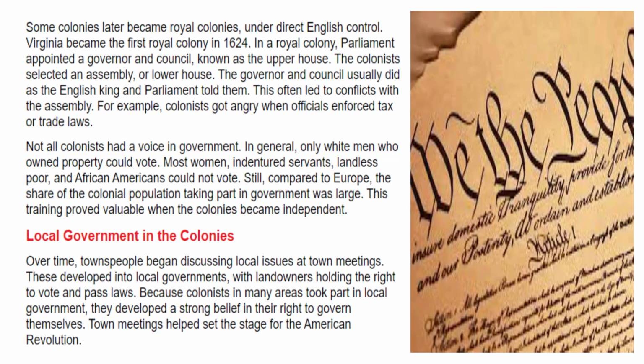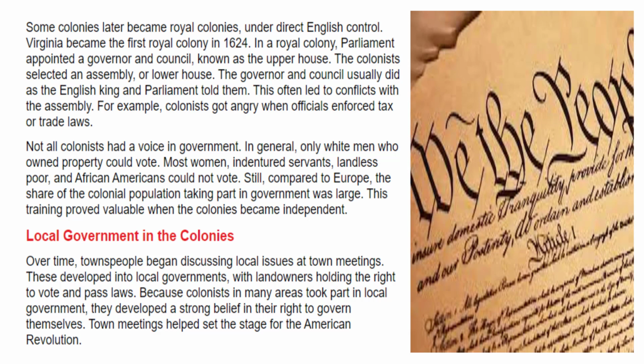Some colonies later became royal colonies under direct English control. Virginia became the first royal colony in 1624. In a royal colony, Parliament appointed a governor and council known as the Upper House. The colonists selected an assembly or lower house. The governor and council usually did as the English king and Parliament told them. This often led to conflicts with the assembly.